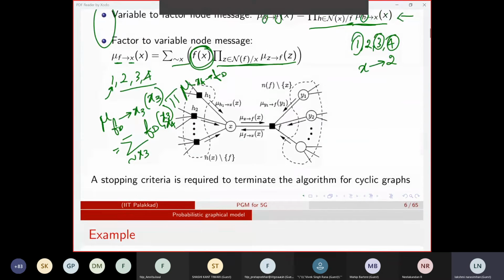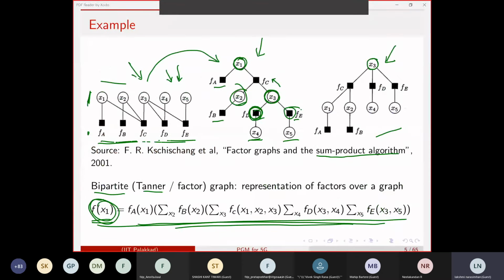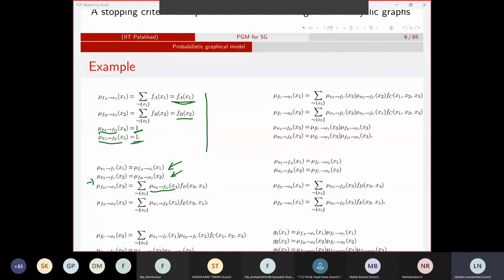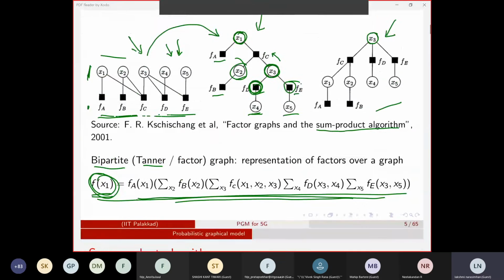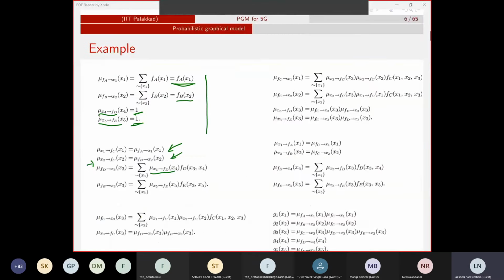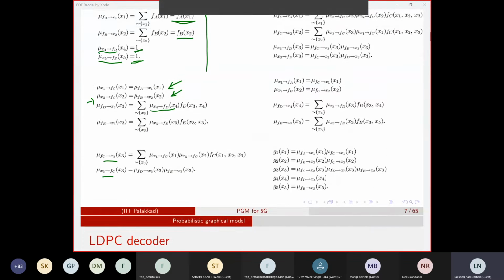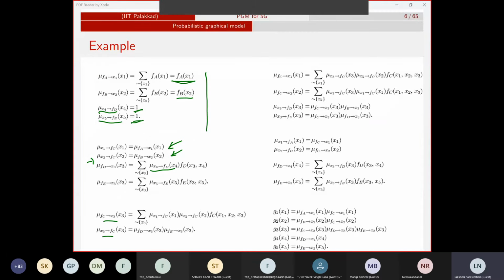So FC, let's see what FC was connected to. So FC was connected to x1, and we have x3, and x3 was connected to fc. So we have to compute these messages now. So fc to x3 and x3 to fc. We apply the same rule. So once again, we find out. So at the variable nodes, we always just simply multiply everything. We compute the product. And at the factor nodes, we take the product of all the incoming messages and also the product of the factor.